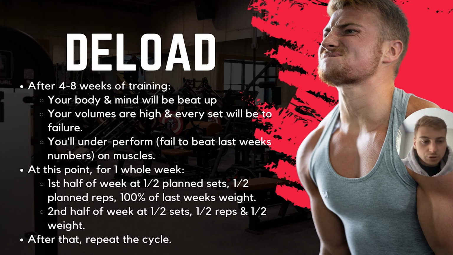So let's say you ended your accumulation phase at 4 sets of 10 reps at 100 pounds on a squat. Well, basically, you're just going to cut the sets and reps in half to 2 sets of 5 reps while keeping the weight the exact same at around 100 pounds. And now for the second half of the week, you're going to keep half of the planned sets, half of the planned reps, and now you're going to do half of the planned weight as well. So using the previous example, instead of doing 4 sets of 10 reps at 100 pounds, you're doing 2 sets of 5 reps at 50 pounds.